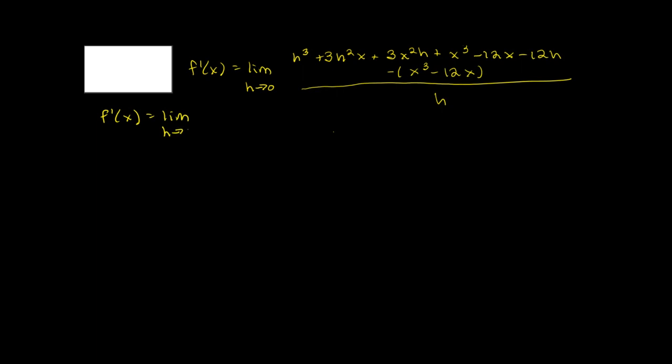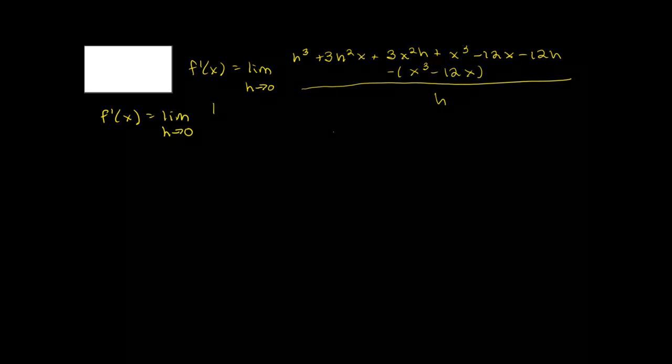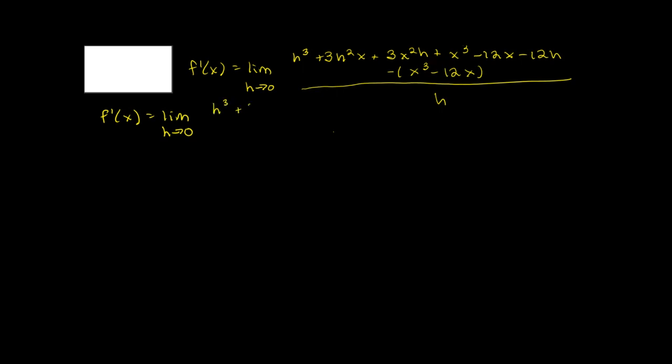So I have the limit as h goes to 0. And when you cancel stuff out, you're going to end up with h cubed plus 3h squared x plus 3x squared h minus 12h all over h. So everything that doesn't have an h basically gets canceled out, and you're left with only the things that have h in them.